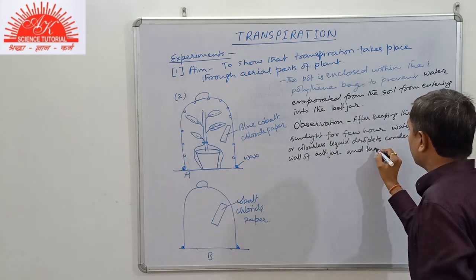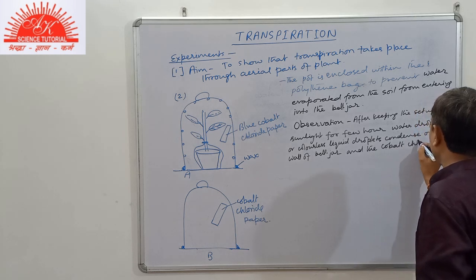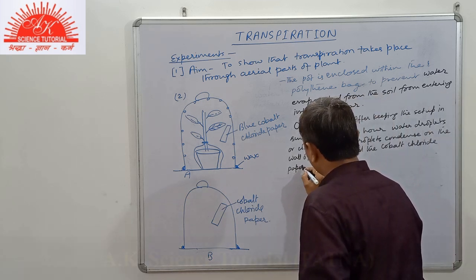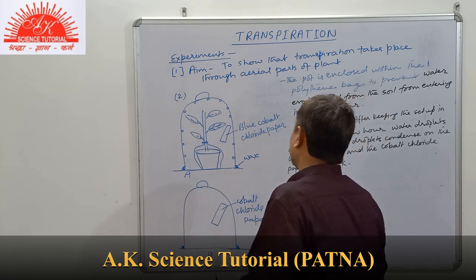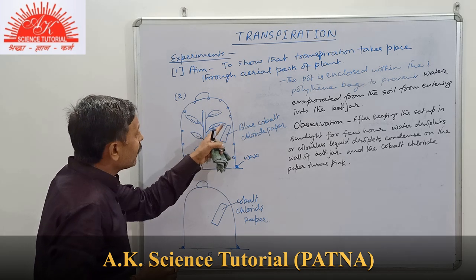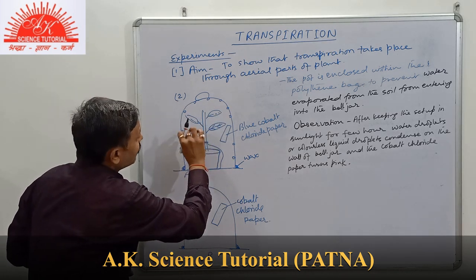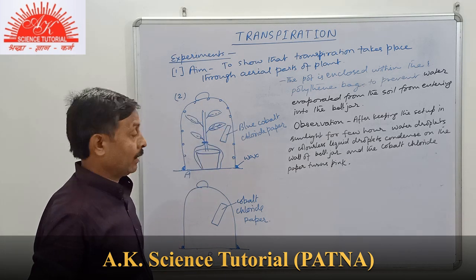And the cobalt chloride paper turns pink. So this change in color of the cobalt chloride paper indicates that this liquid is water, and it has come due to evaporation from the aerial part of the plant.